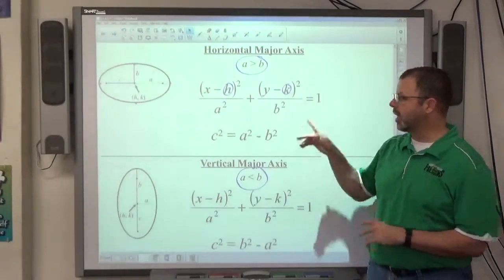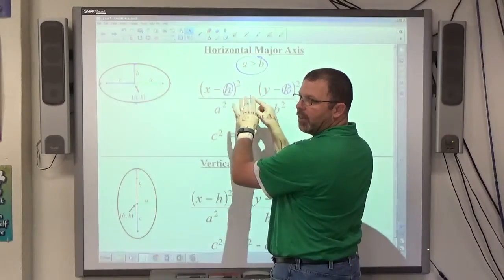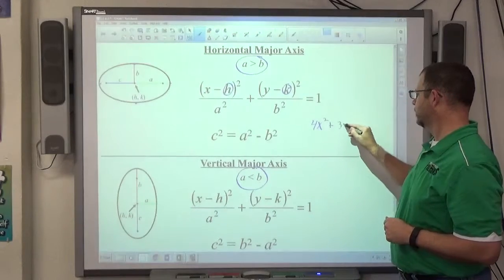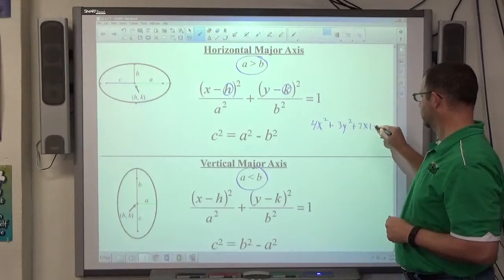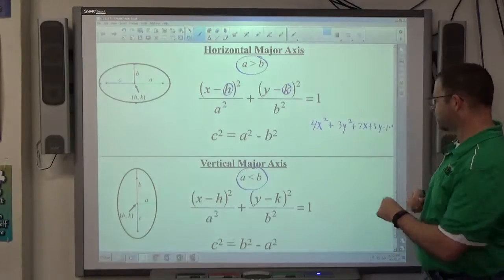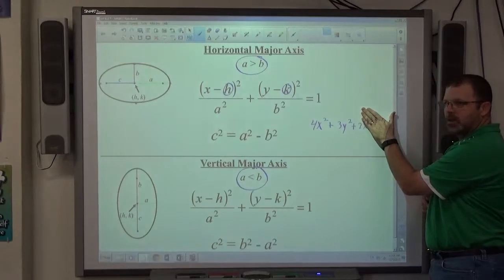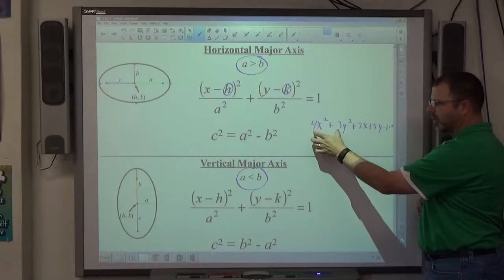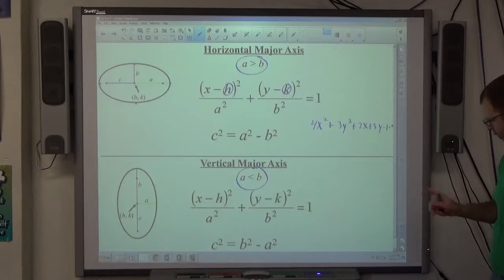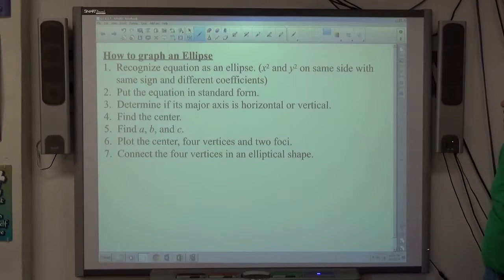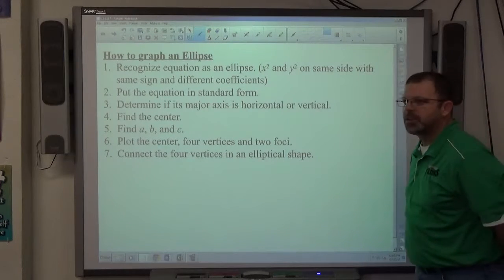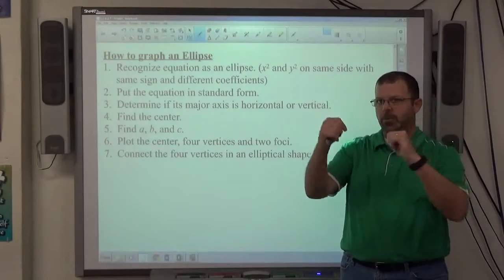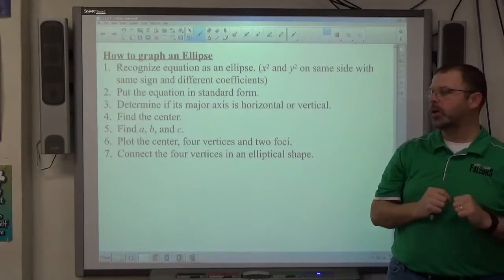It's an ellipse. All right, but again, they're both squared. They're being added together, and they have this structure. Or if it's a general form, x and y are both squared. Coefficients are different, but the same sign. So 4x squared plus 3y squared, different numbers, same sign, ellipse. Put the equation in standard form, the standard form that you saw on the other page: quantity of x squared over a number plus quantity of y squared over a number equals 1.